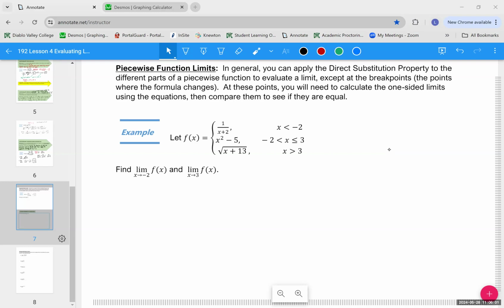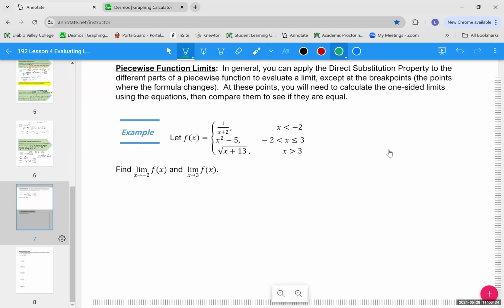So you could not just directly sub in for x equals 3, let's say, here, because the equation changes at 3. So what's happening on one side may not be the same as what's happening at the other. So at the breakpoints, you need to calculate the one-sided limits. You've got to do the limit from the left and from the right, and then compare them to see if they are equal. Okay, just for breakpoints.